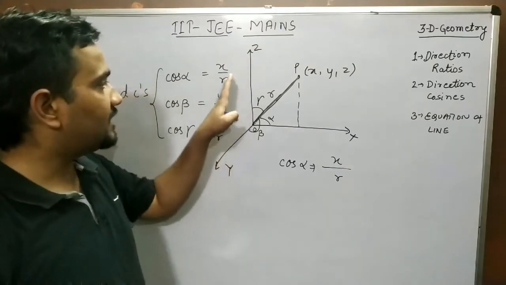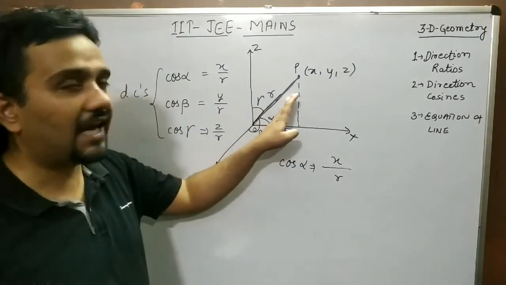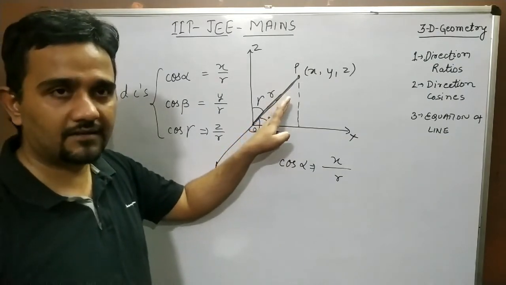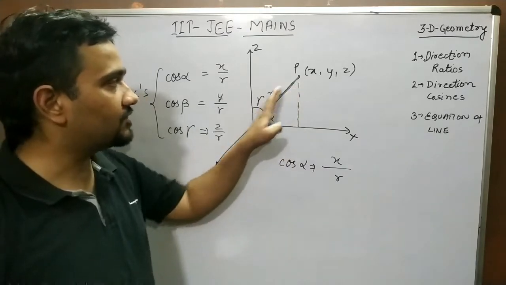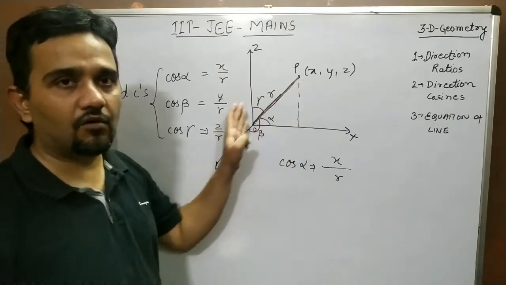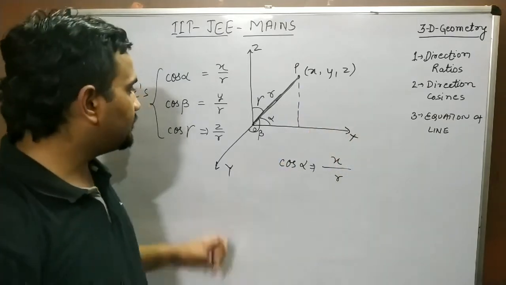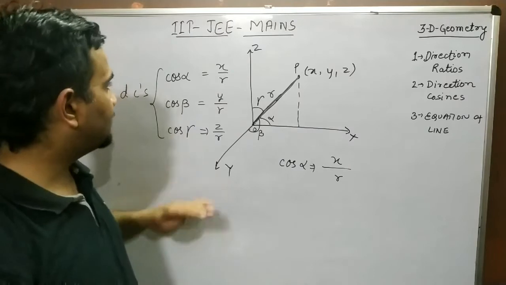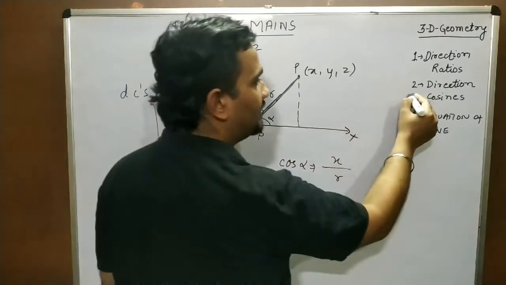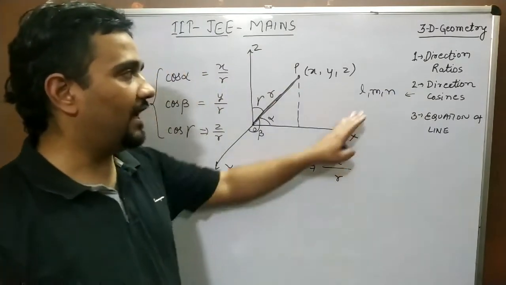So understood? These are 3 coordinates, and cos alpha, cos beta, cos gamma are the direction cosines of this line, not this point. Direction cosines of the line. This is very important. The direction cosines are of this line which connects point P from point O, of line OP. Then moving ahead with the direction ratios. Direction ratios are the combination of direction cosines. Direction cosines are generally represented by L, M, and N.